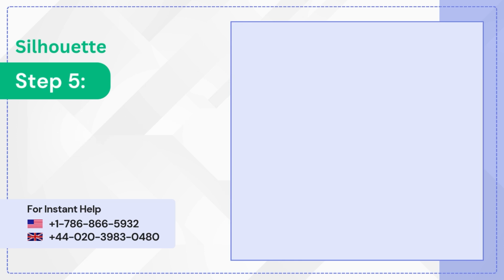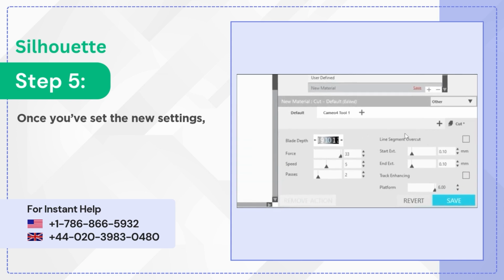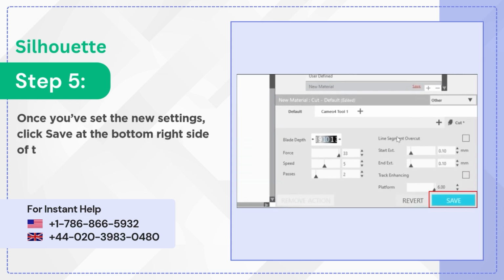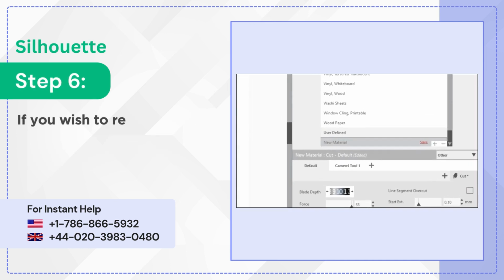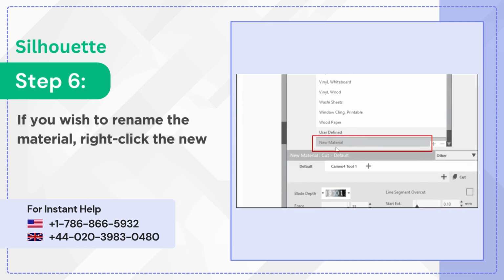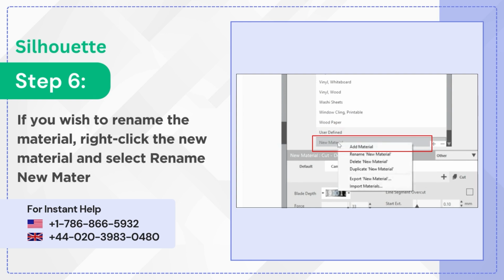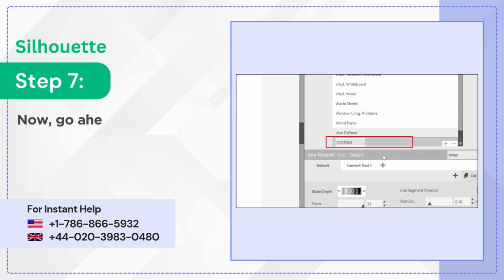Step 5. Once you've set the new settings, click Save at the bottom right side of the screen to save the new material settings. Step 6. If you wish to rename the material, right-click the new material and select Rename New Material. Step 7. Now go ahead and rename it.